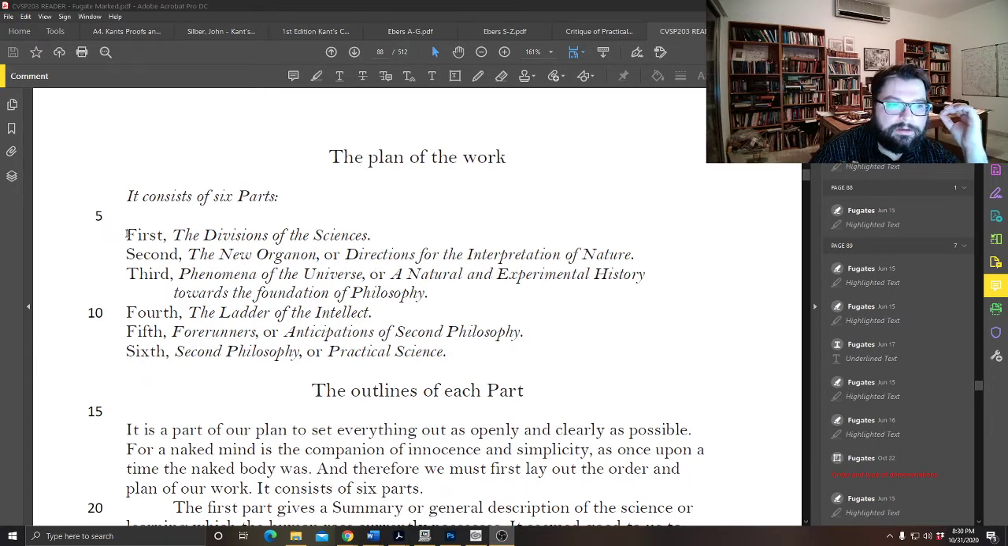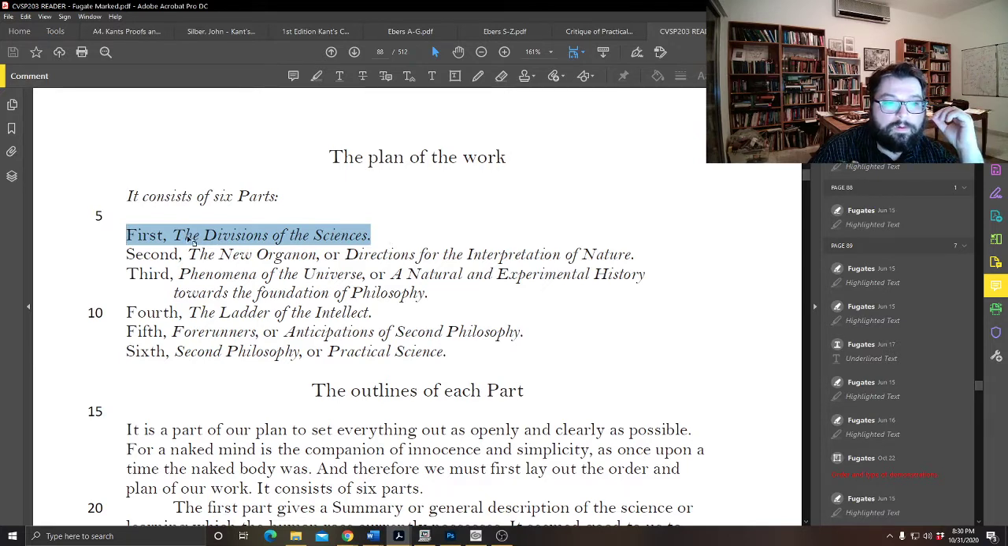The first part is this book, which actually was written, which here he calls the Division of the Sciences. It was given a different title when he published it, and it laid out a kind of tree structure for all knowledge. So it's kind of an organizational chart for all the sciences and how they fit and interconnect with one another.